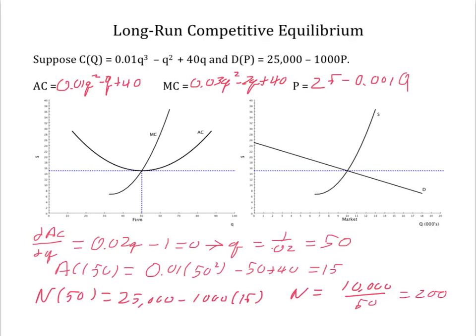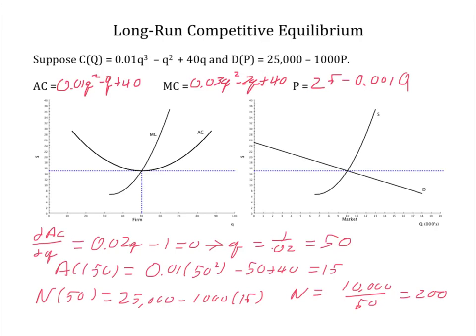Therefore, in a competitive equilibrium, 200 firms, each producing 50 units of output, thereby generating zero profit, would just cover the market demand of 10,000 at a price of $15 per unit.